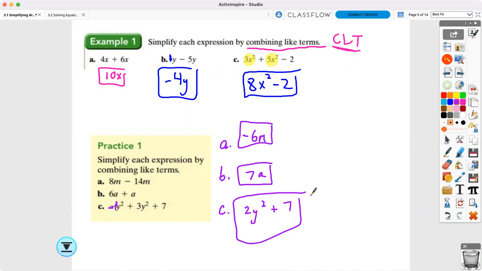And how much? We got 2. There you go, because we owed 1 and we have 3. And then you bring down the 7 because they're not what, sir? They're not like terms. Excellent choice of words. All right, let's move on.